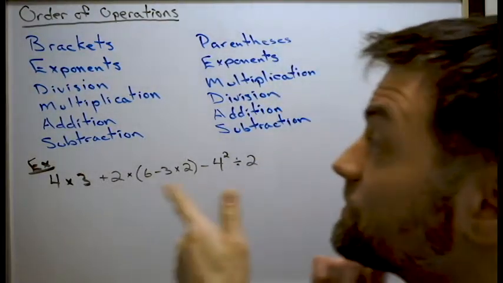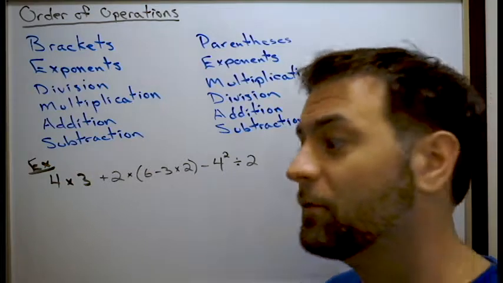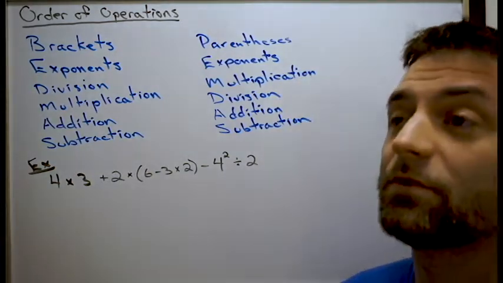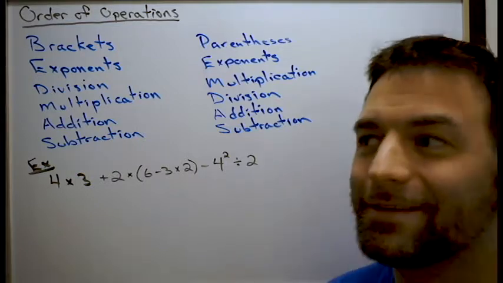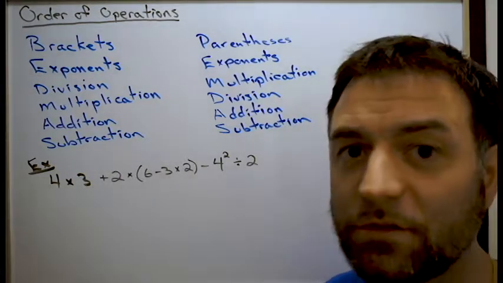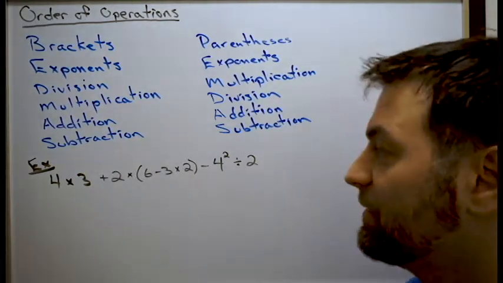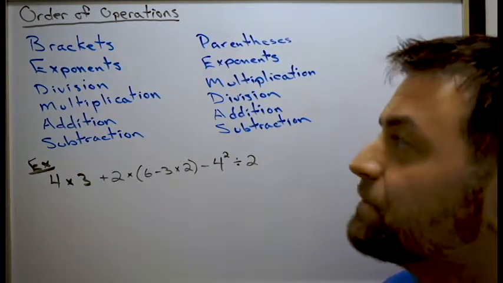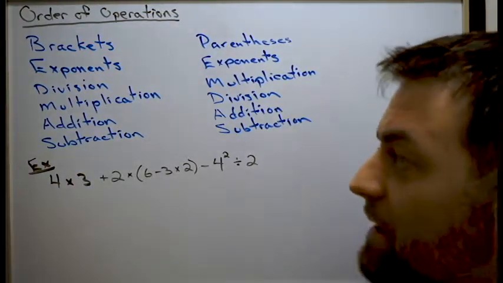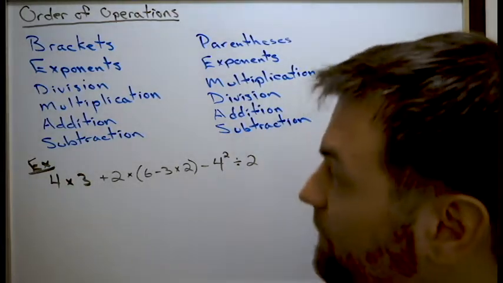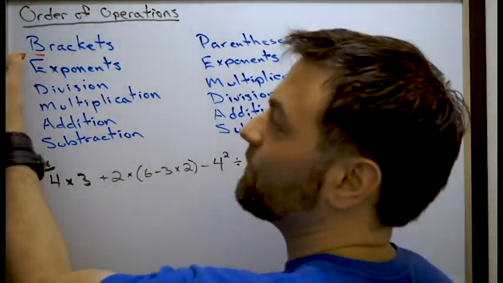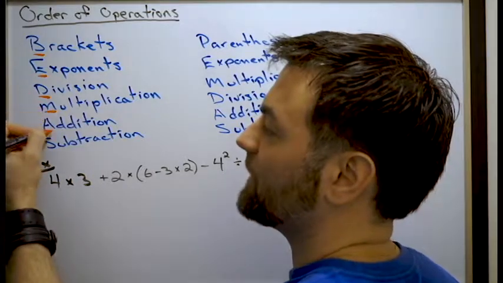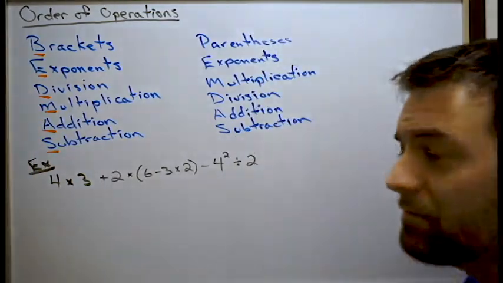Order of operations. You've heard about this before, and if you're not following it, you're probably doing something wrong, because this is the set of rules that tell us which order to complete our calculations. You may have heard of BEDMAS, which is one form of order of operations: brackets, exponents, division, multiplication, addition, subtraction.